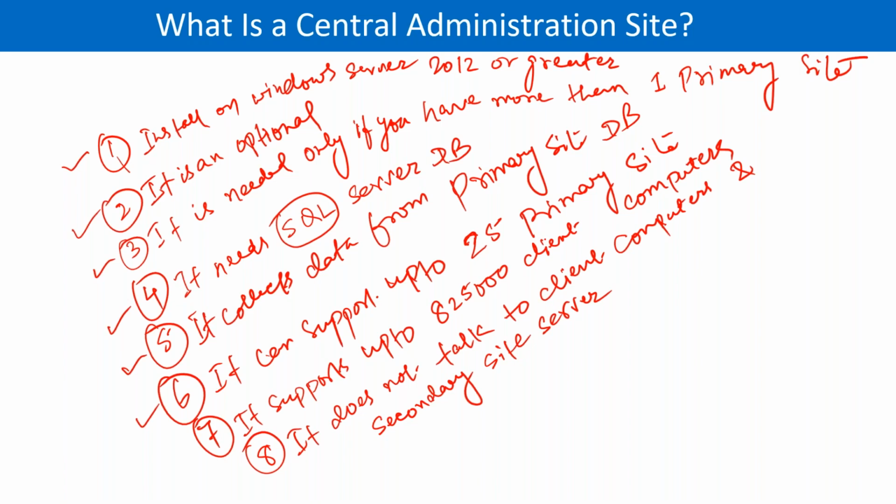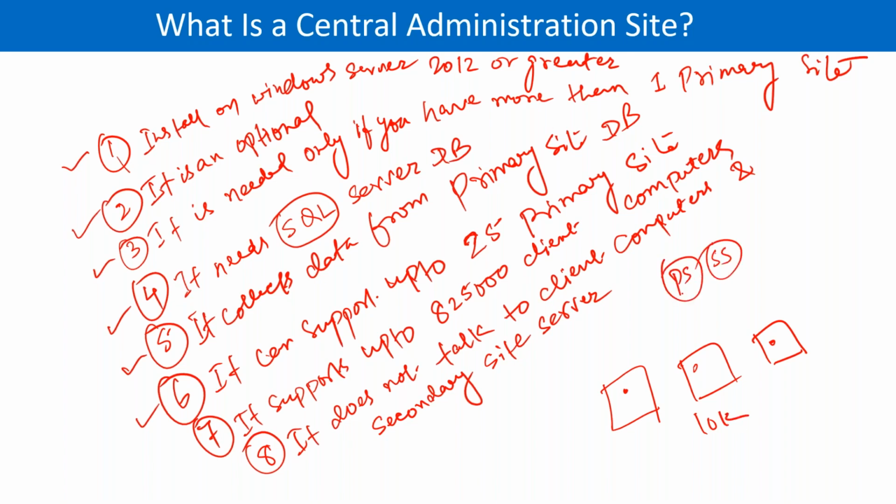SCCM client should be installed in all the machines. That is what I mentioned. So with the SCCM client, let's say there are 10,000 machines. All these 10,000 machines will talk to primary or to secondary, but they will not talk to CAS. That is what I mentioned, right? They will not talk to CAS. So in every machine, you have to install the SCCM client.